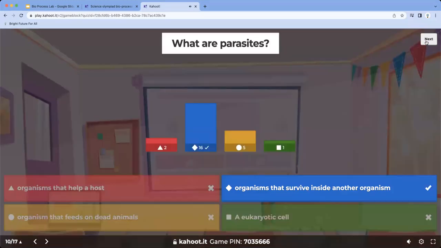All right, good job to most people. Parasites are organisms that survive inside another organism. A parasitic relationship is when one organism benefits and there's a detrimental effect on the other one.